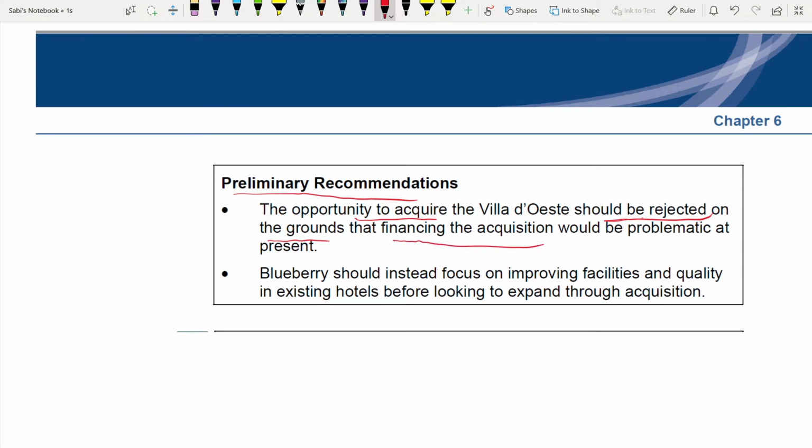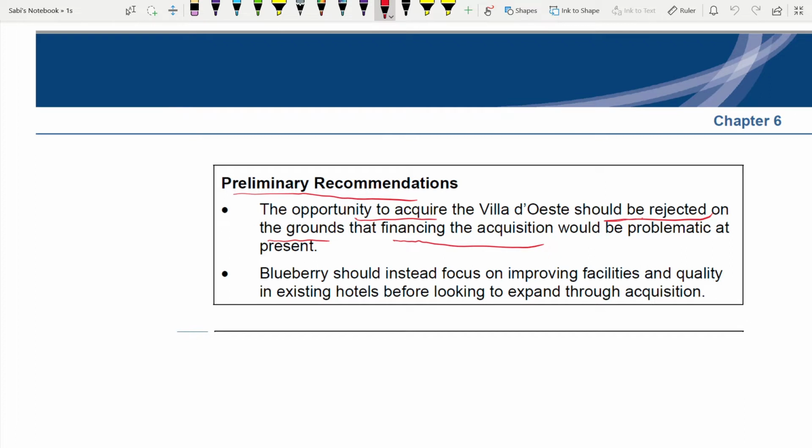There are so many points that you've explained under suitability, feasibility, acceptability. Which point do you need to write here? You need to have a very good judgment on that. Okay? Because financing is difficult. Even if everything else is in favor, financing an acquisition of 50 million is very difficult. So reject on that financing basis.